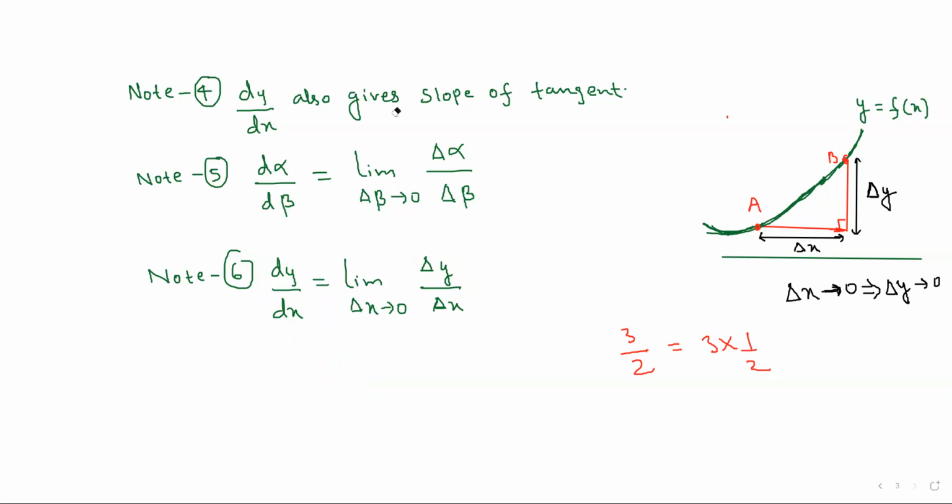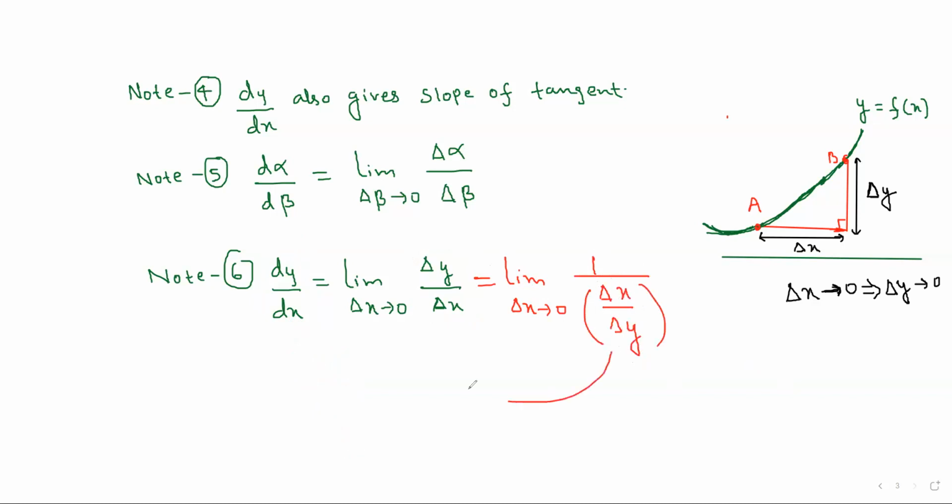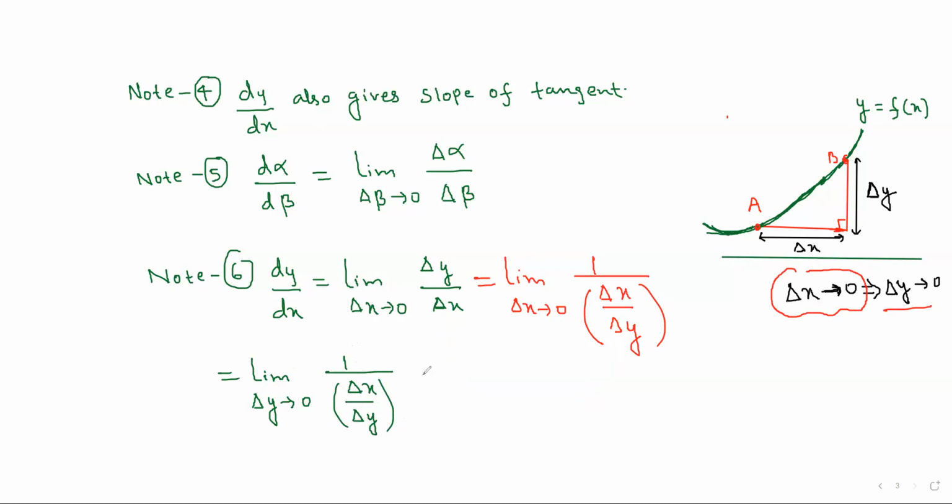So my dear student, one important thing is that here, 3 by 2 is also written as 3 upon 2 by 1. So this quantity, with delta x tending to 0, is also written as 1 upon delta x upon delta y. Effectively, this is similar to this. Any doubt? No, sir. So whenever delta x tends to 0, it's totally clear that delta y also tends to 0. So one thing is also clear from here: the limit delta y tending to 0 of 1 upon delta x upon delta y. That is clear now, guys.